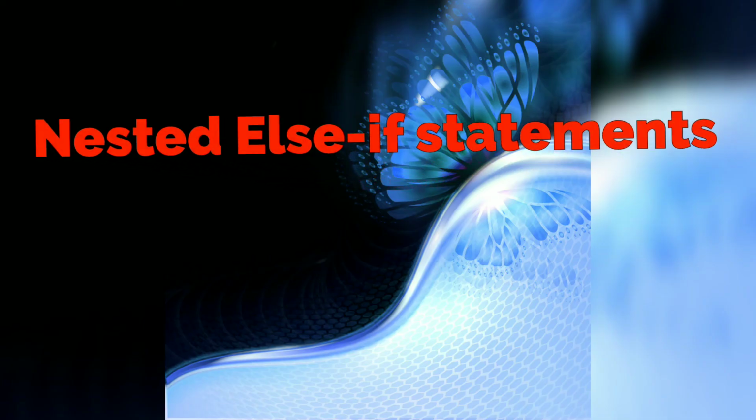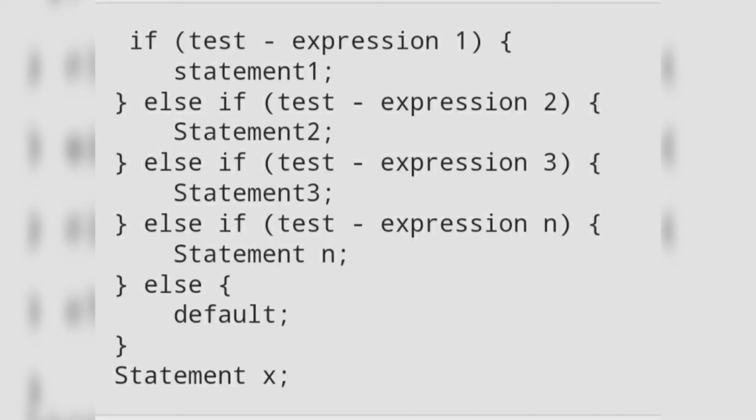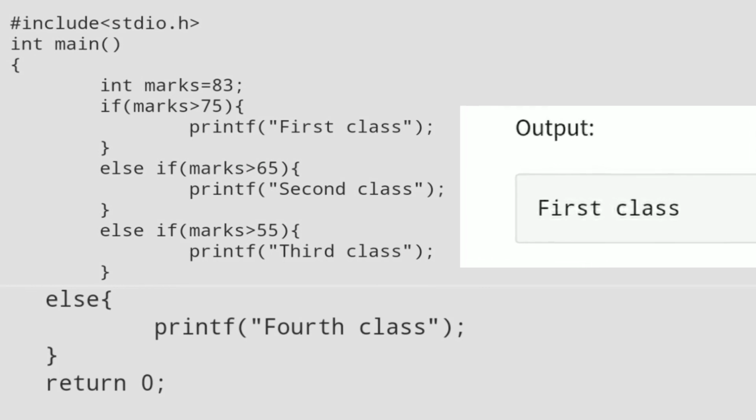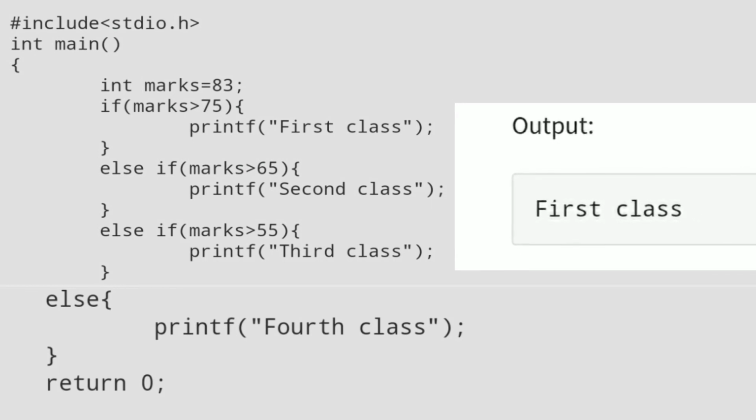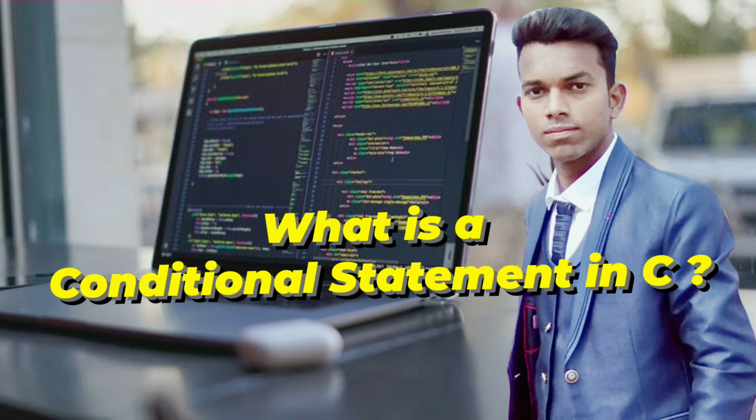So dear friends, our next topic is nested else if statements. Nested else if is used when multi-part decisions are required. The general syntax of how else if ladders are constructed in C programming is as follows. By using nested else if statements, let us see the actual working with the help of a program. I hope all of you understand what the conditional statement in C is.